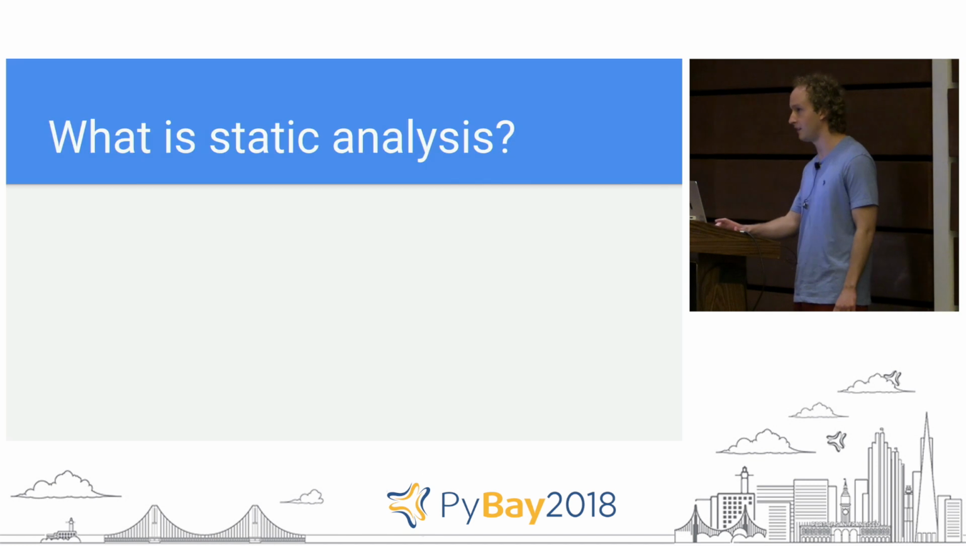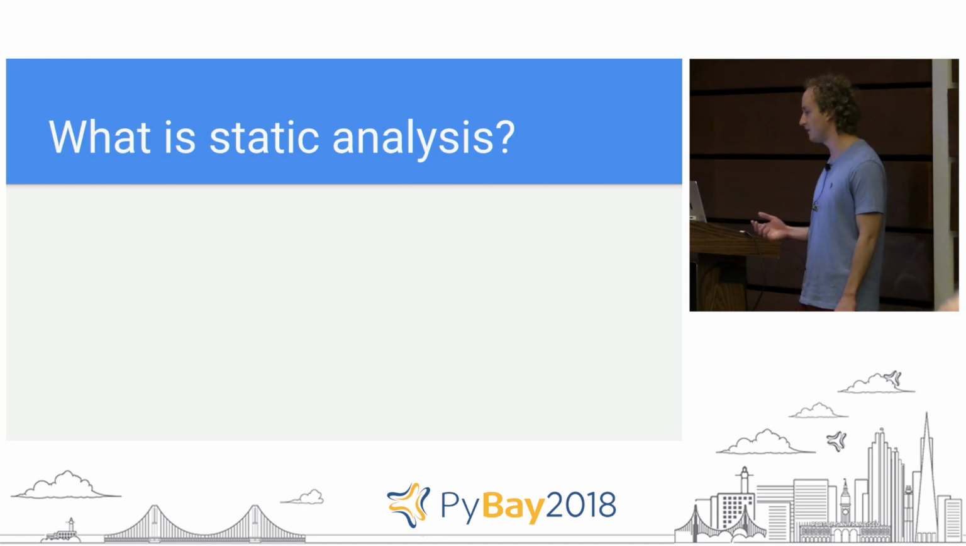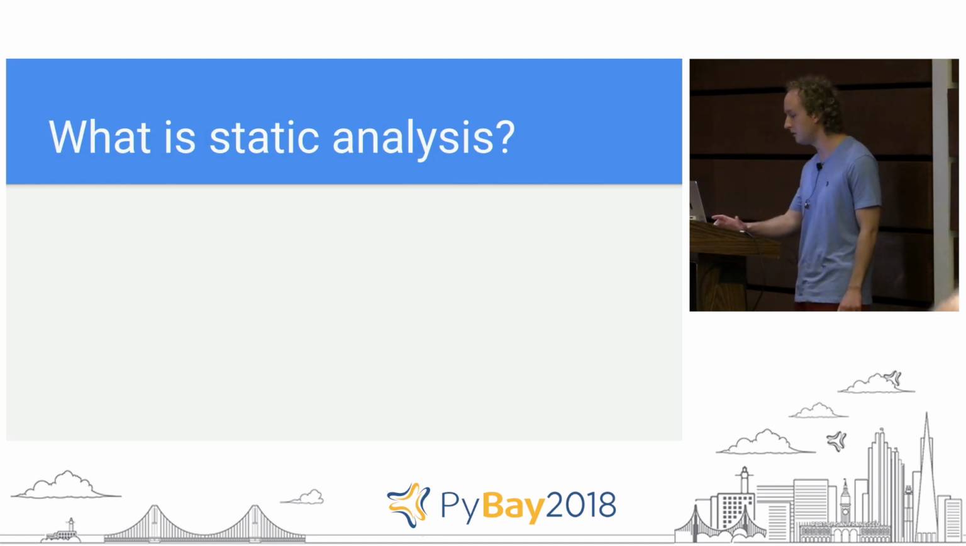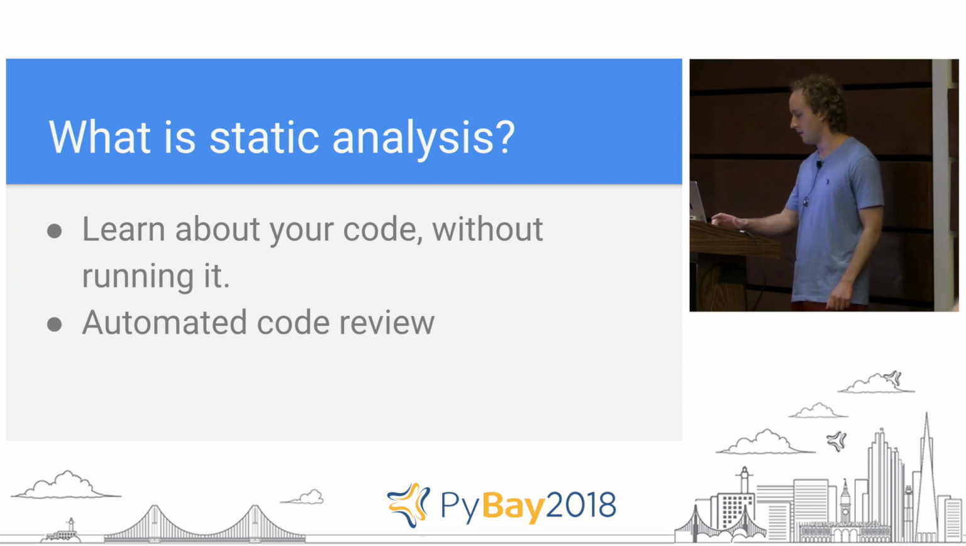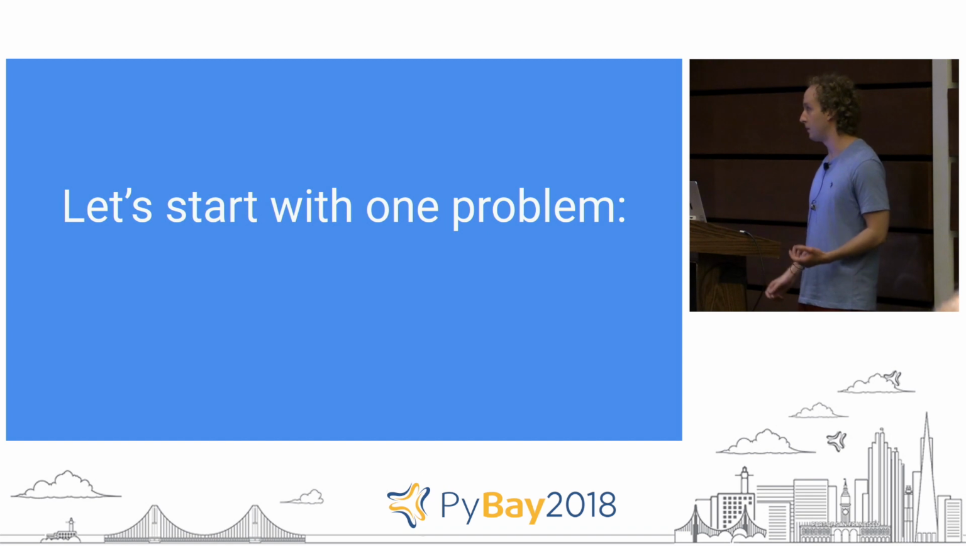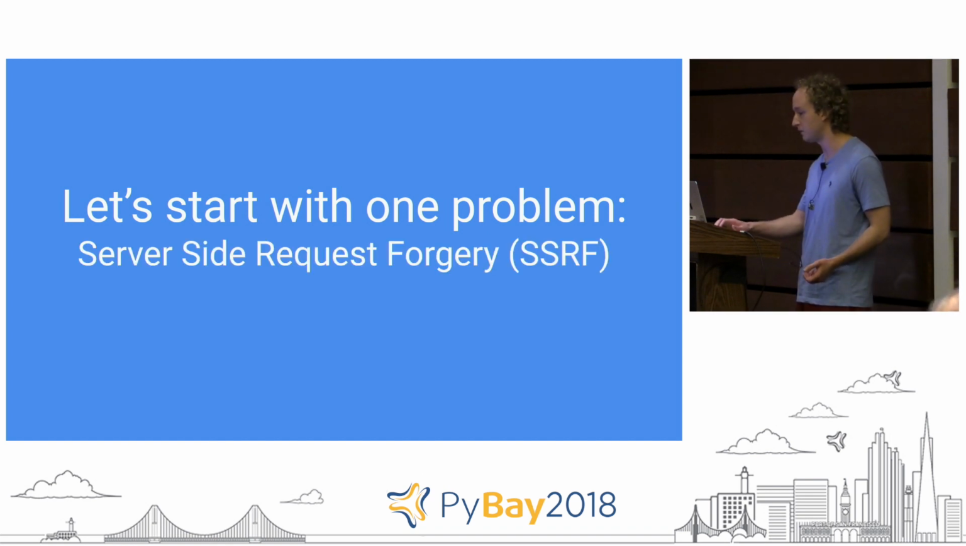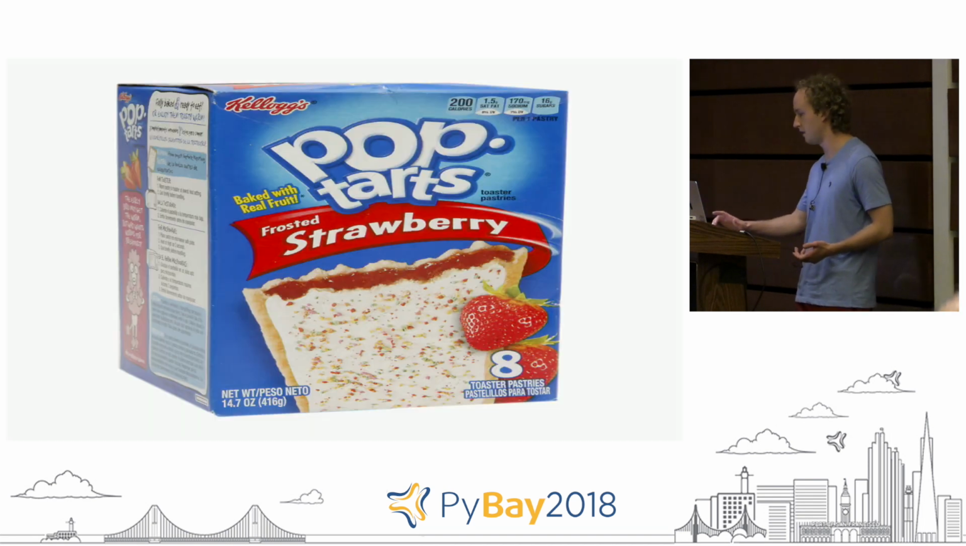So I turned to static analysis. And what is static analysis? It's automated code review. It's learning about your code without actually running it. And so let's start with one problem called SSRF. It stands for server-side request forgery, which I typically found as a security consultant. It happens when you can send a URL to an application, and that application sends a request to that URL for you. Now, that might not seem so bad, but it is, typically for one reason.